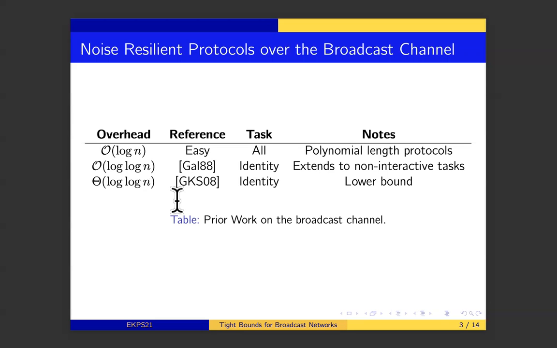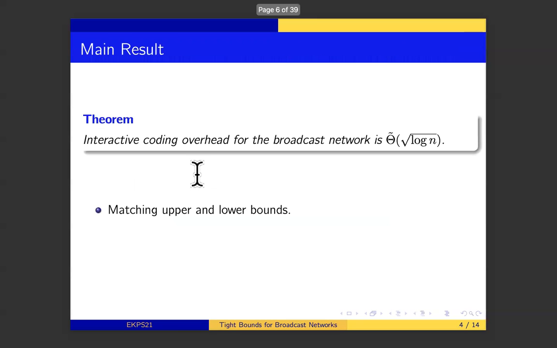This is where my work comes in. We close this gap and find the right answer. And we show that the interactive coding overhead for the broadcast network is root log n. So it's neither the previous best upper bound of log n, nor is it the previous best lower bound of log log n. It is exactly in the middle.